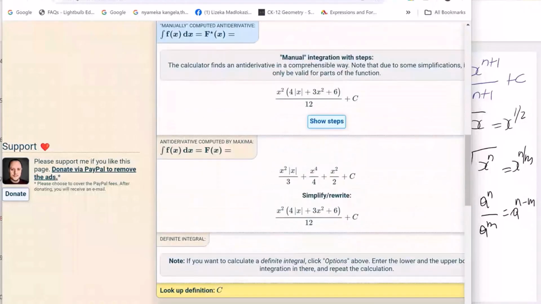Okay, here it would be the answer. Okay, here will be the answer. You want to show the steps.